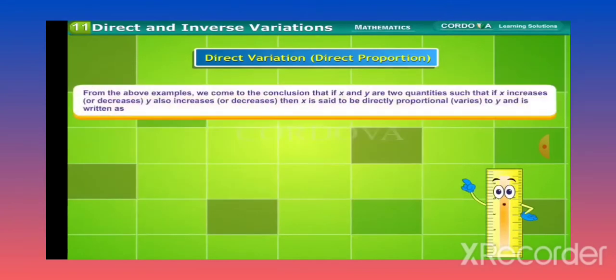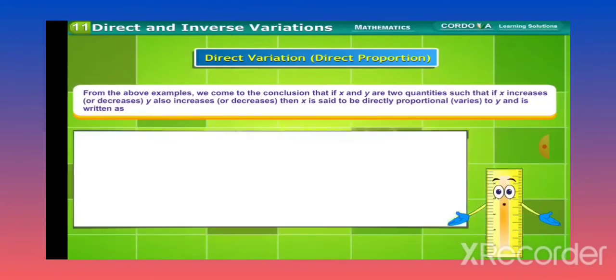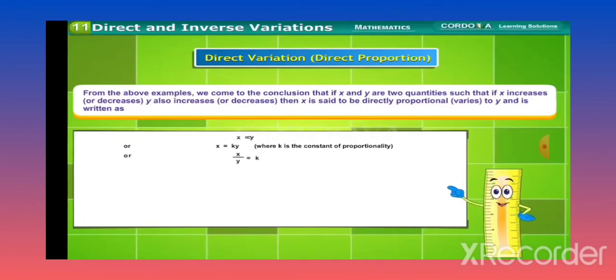From the above examples, we come to the conclusion that if x and y are two quantities such that if x increases or decreases, y also increases or decreases, then x is said to be directly proportional to y, or varies directly with y, and is written as x ∝ y, or x = ky, where k is the constant of proportionality, or x/y = k.